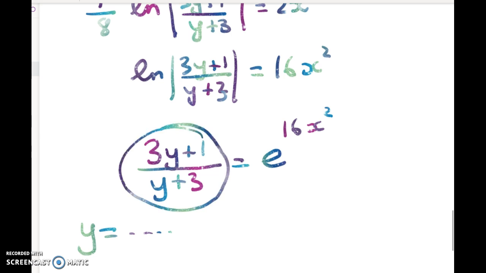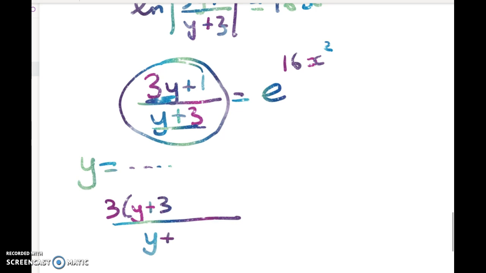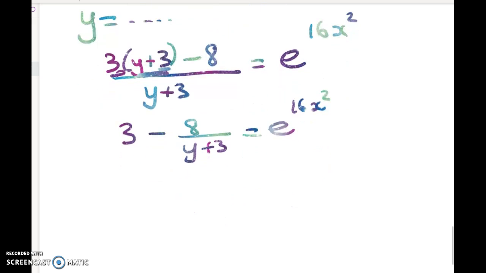So how can we deal with this and get y equals? Well, look, we've got a 3y here, and we've got a y plus 3 here. So I'm going to try and get a constant out of that. So let's make this something over y plus 3. And we're going to try and get a 3 factor coming out here. So I've got (3y plus 9 minus 8) over (y plus 3) is equal to e to the 16x squared. Now that's really going to help us. I've got 3 minus 8 over (y plus 3) is equal to this. And you can see that we're just about there with a little bit more manipulation.